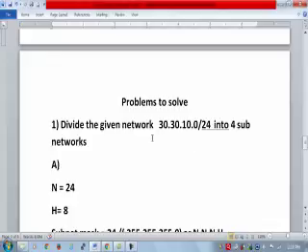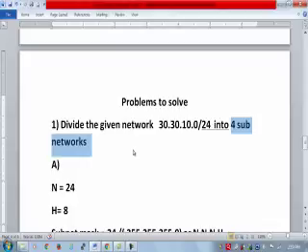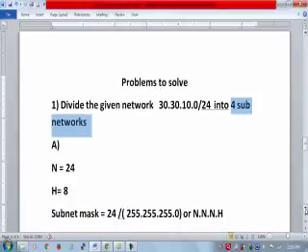So I'll just give you an explanation of the first problem. What the first problem is trying to say is: divide the given network 30.30.10.0/24 into four subnetworks. So from these four subnetworks itself, you can make out that this is a problem of subnetting via networks. The rest of the procedure is very simple. You have to only identify whether they are telling me to do subnetting via host, or subnetting via networks.